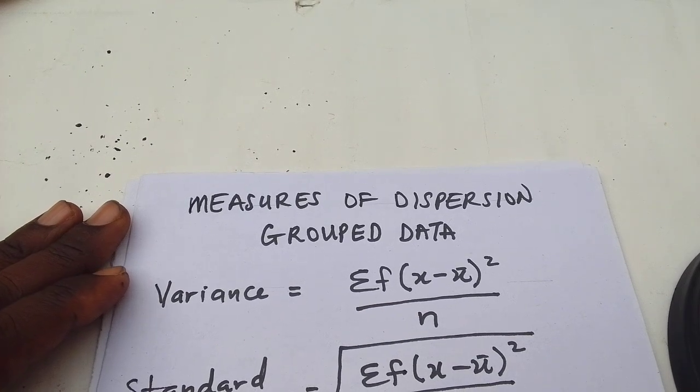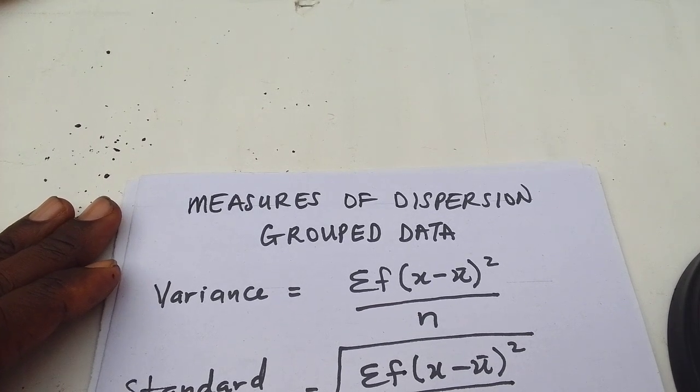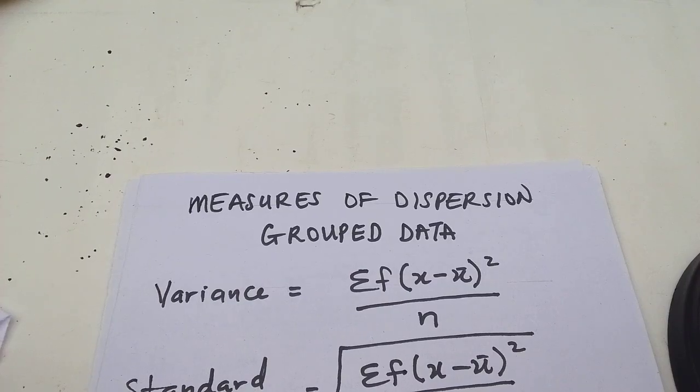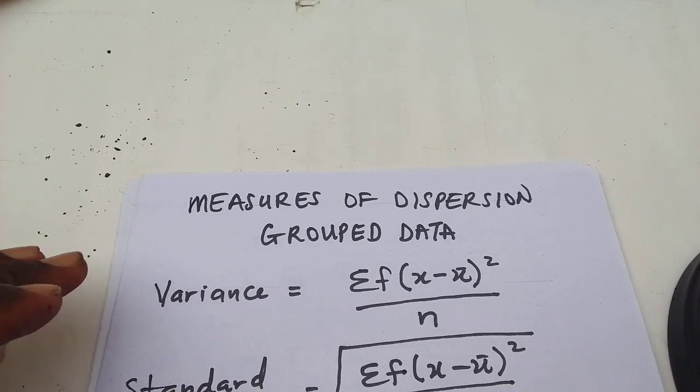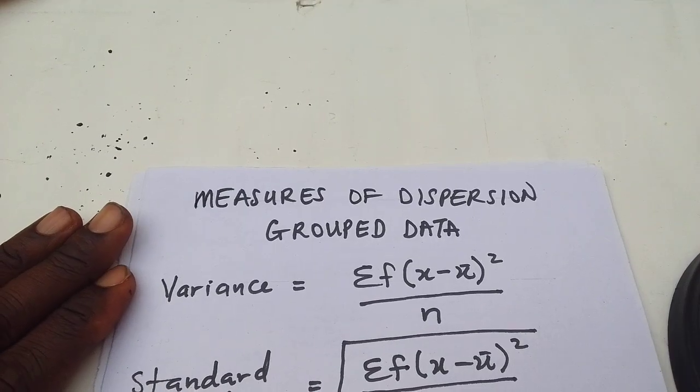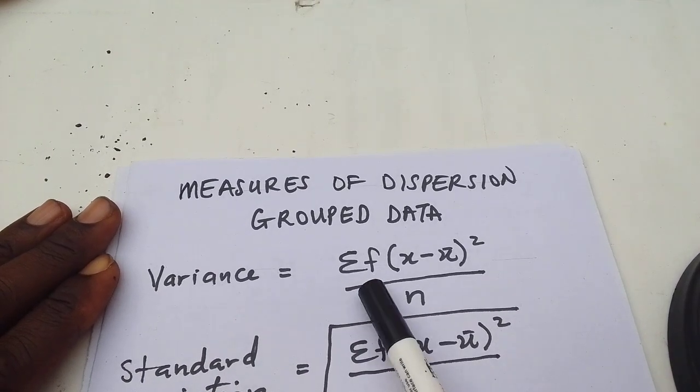Hello students, today we are looking at the measures of dispersion of group data. The one we did in the last class is for ungrouped, but today we want to do that of the group data. It's the same formula, only that here you are involving the frequency.